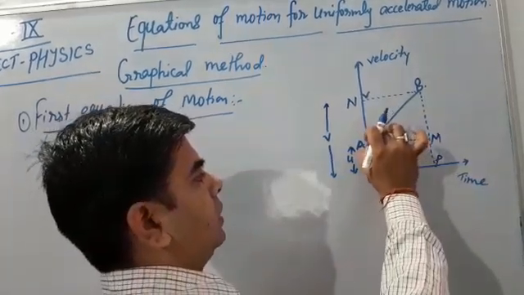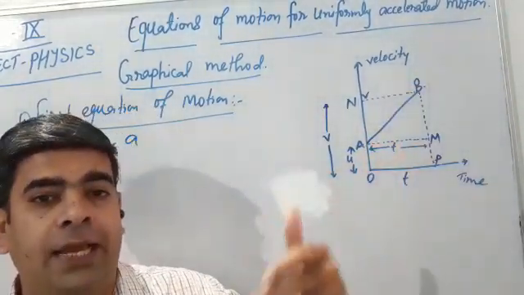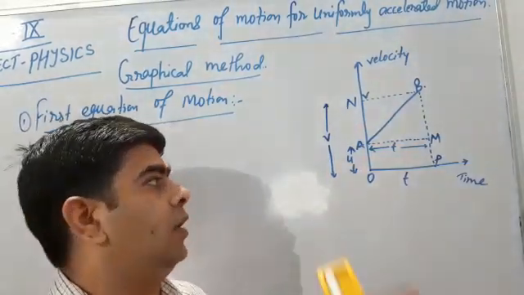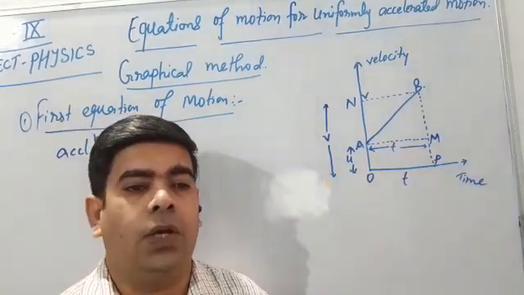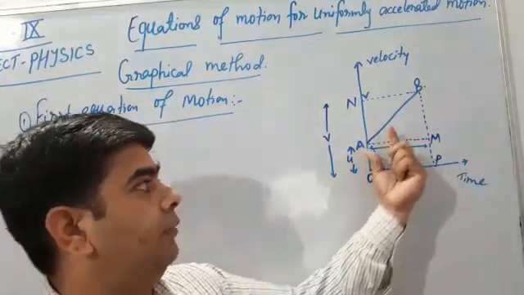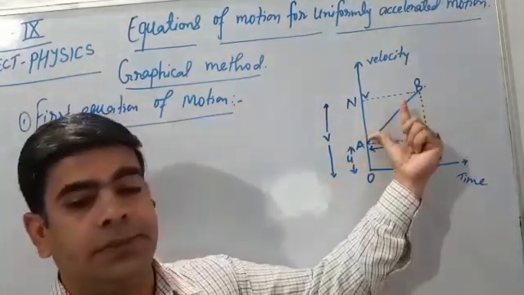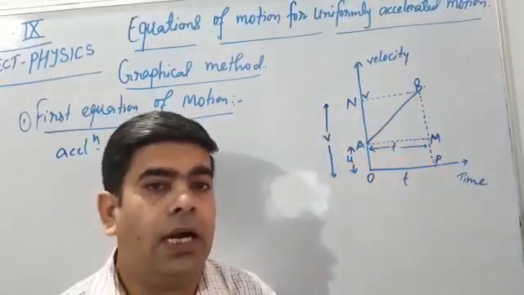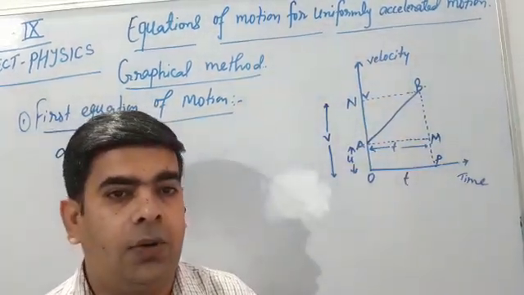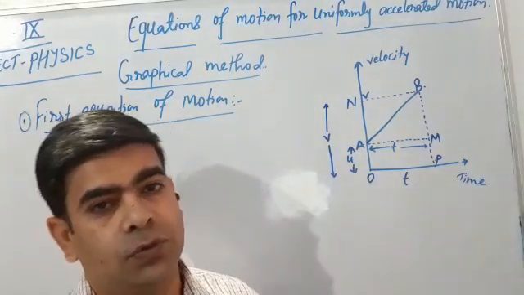Initial velocity is u, final velocity is v, after time t. The velocity-time graph of such a body will be a straight line. Now the derivation of the first equation of motion.